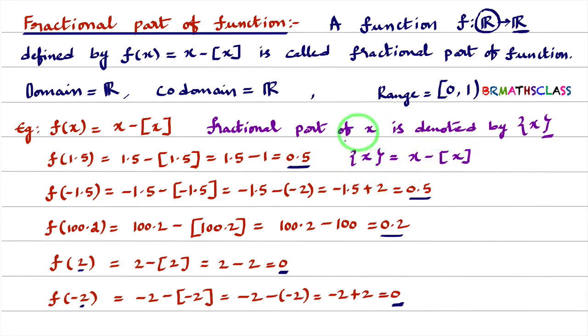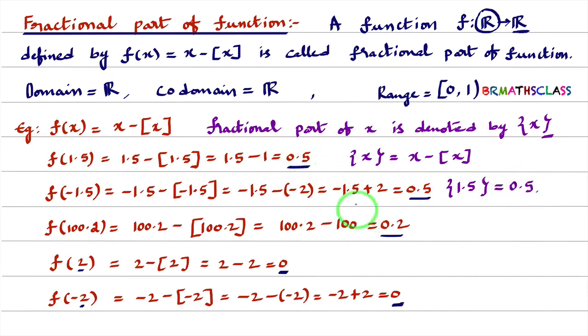We read this as fractional part of x. Fractional part of x is defined as x minus floor of x. For example, you calculated the value for 1.5. What is the fractional part of 1.5? Fractional part of 1.5 means 1.5 minus floor of 1.5. What answer did you get? The answer is 0.5.